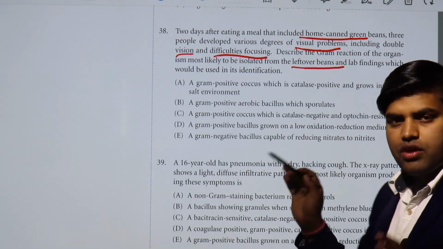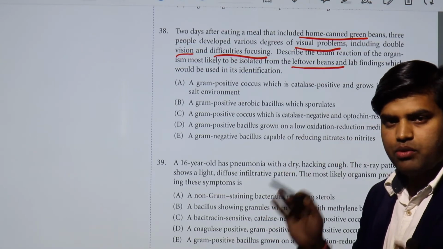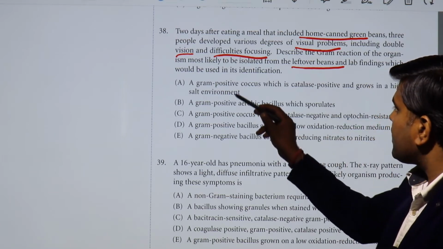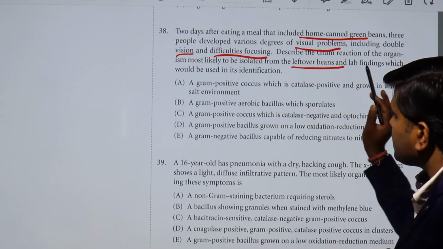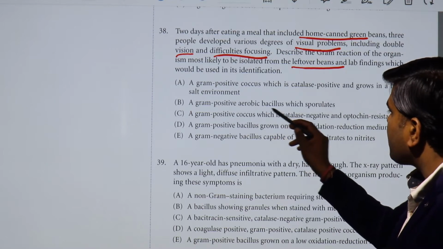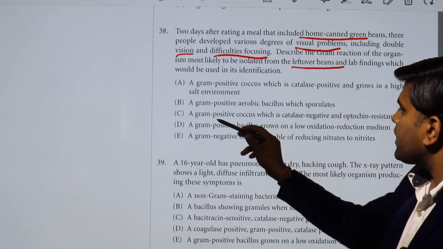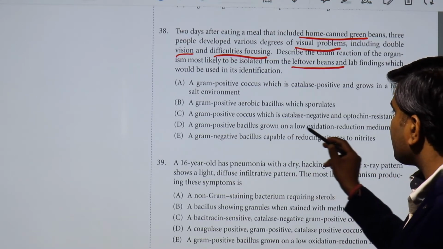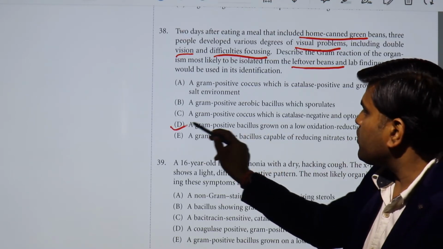So this is obviously your Clostridium botulinum, which is a gram-positive anaerobic organism. Let's look over here. Gram-positive coccus, which is catalase positive. This is not related to coccus. Gram-positive aerobic bacilli, which sporulate. Gram-positive coccus, which is catalase negative. Gram-positive bacilli grown on a low oxidation reduction potential.